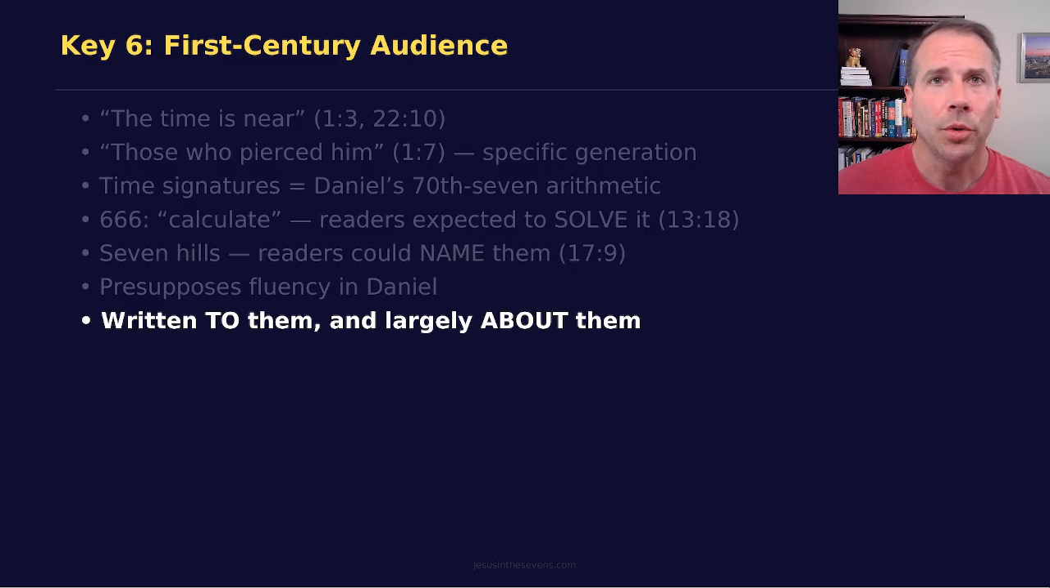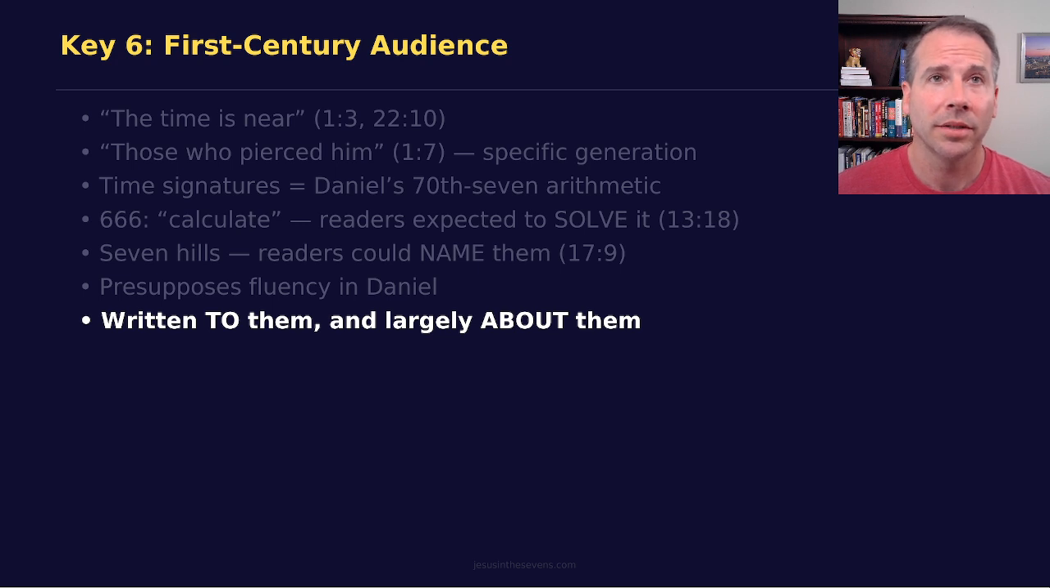It was largely written to them. It was written to them. I would say it's largely about them, which we'll unpack as we go forward. So again, keeping in mind the first century audience is very important in understanding Revelation, not just because of the timing, but also in terms of how they would understand it. We should be thinking about what they would be thinking about.